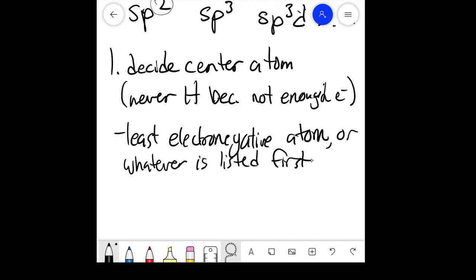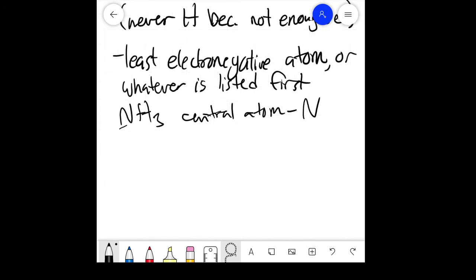So say we had NH3, our central atom would be nitrogen, because it's first and it's not hydrogen, even though it's not the least electronegative.